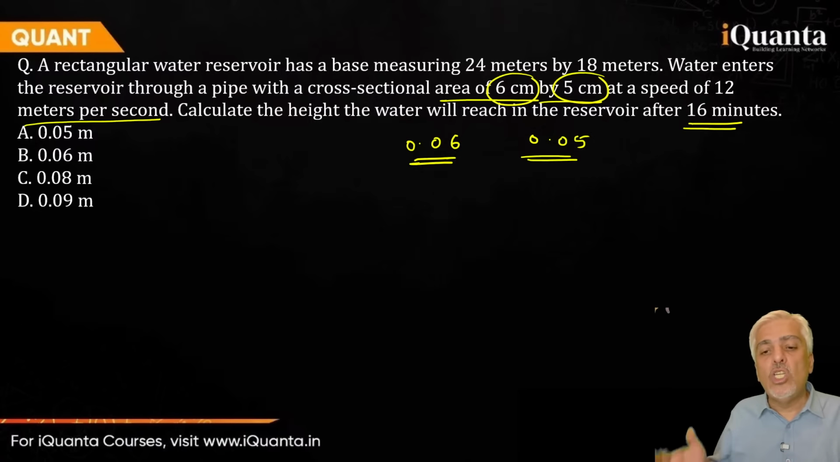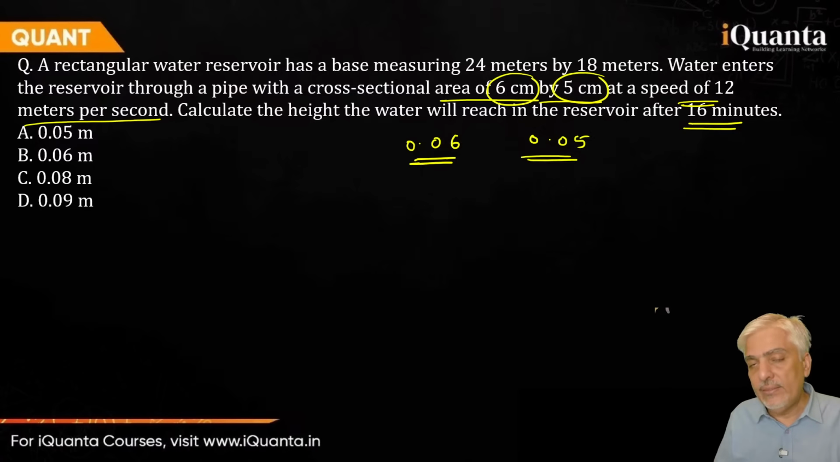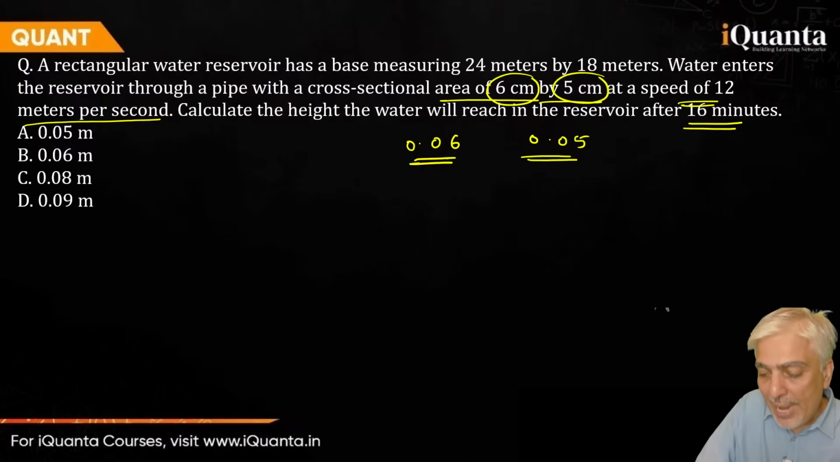Now, volume of the water. Now, the main thing is how do you use this speed? 12 meters per second. So that 12 meters which is flowing in 1 second can be considered as the height. So see, the pipe will be cylindrical in shape. The pipe will be a cylinder.